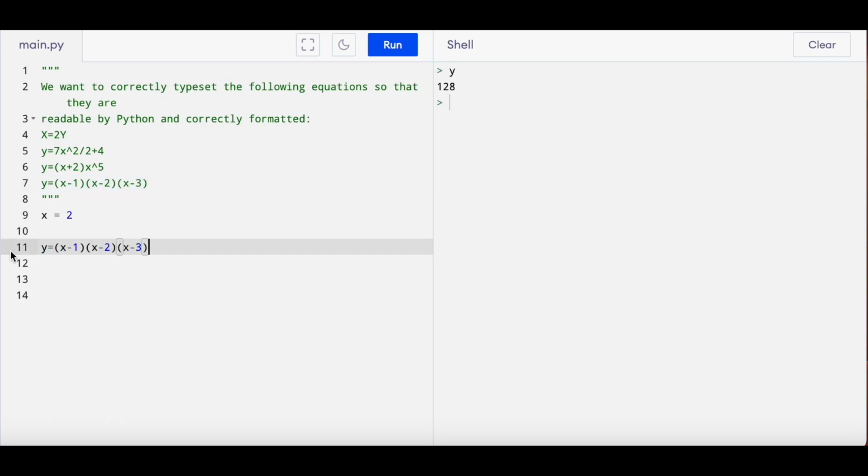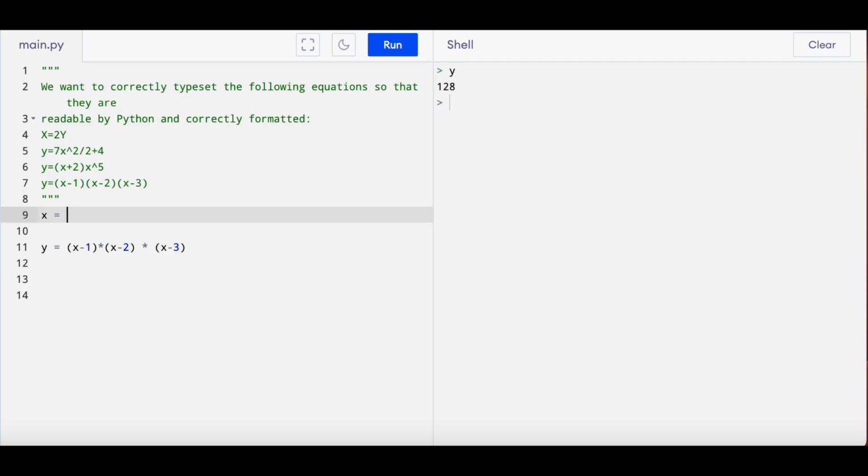Last, let's take this one. This needs relatively little tweaking. We have to add multiplication between the sets of parentheses to make Python understand this equation. We also need to put spaces in, so we'll put spaces around the equal sign. And then the lowest priority operation is the second multiplication, because when you're evaluating something with your order of operations, you go from left to right.